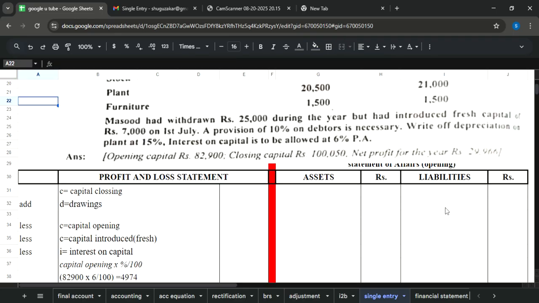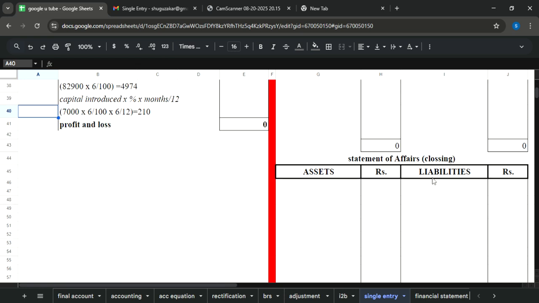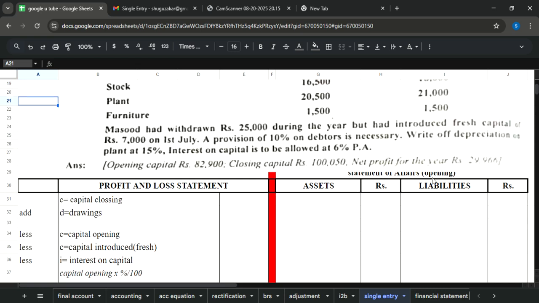Secondly, in this question, few adjustments are present. I have told you all adjustments are related with the closing statement. And as usual, we have on the left side of our page the profit and loss statement. Beside this, the opening and closing statement pro forma is present. So this was a brief introduction. We are ready to start our question.